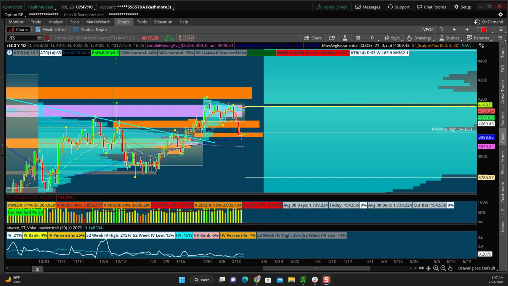Good morning, everybody. It is February 23rd, and here's the plan of attack. And if you're new here, this is my plan on how I'm looking to trade 0 days to expiration SPX options and ES futures. And I haven't made one in a while.